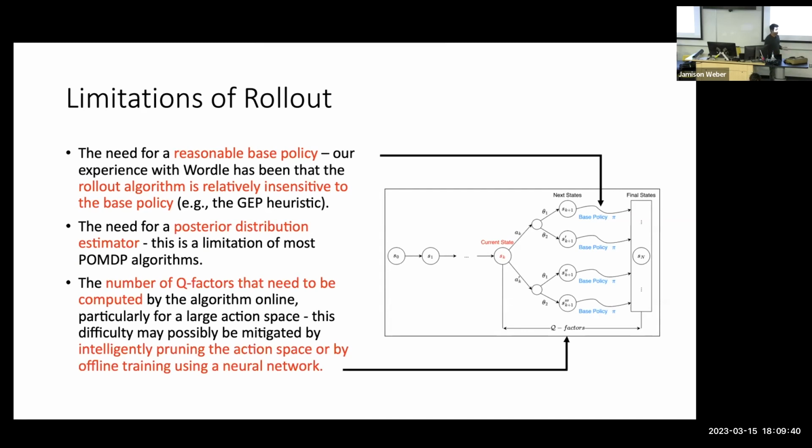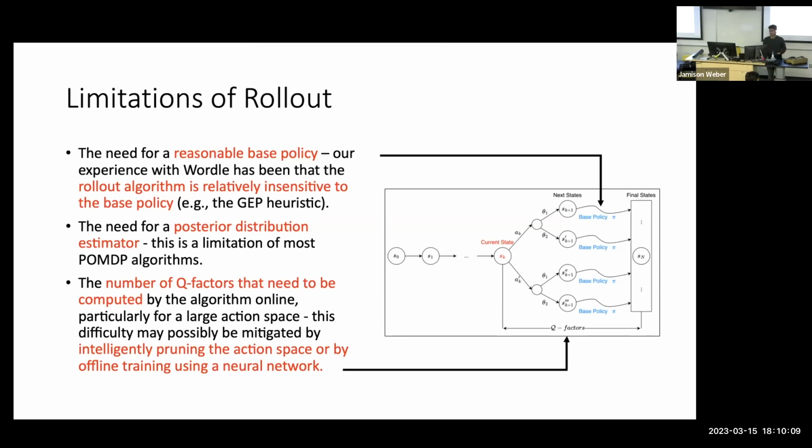And the number of Q factors. Now, the number of Q factors that you need to compute could enormously increase if the number of states or the action space increased. But there are certain techniques, for example, pruning techniques, that you could use to reduce it. For example, you would not use all the actions to compute the Q factors. You can just take maybe the top 10 or top 100 performing action words and say that maybe the best next action could belong to one of those.